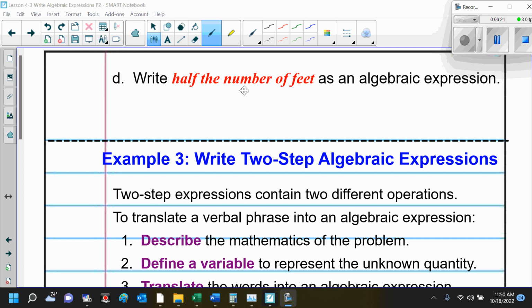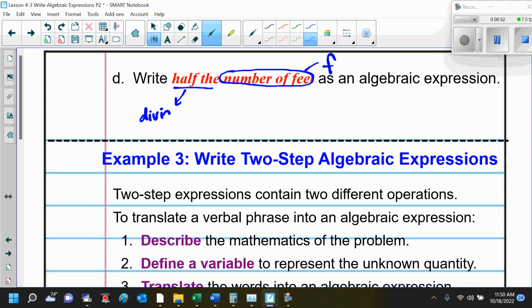So here we want to write half the number of feet, and we want to write that as an algebraic expression. So what is it that we don't know in this situation? We don't know the number of feet. So what do you want to use for your variable? Okay, let's use F for feet. What words tell me the operation? Half. What does half tell me? Okay, so we want to divide by what? Very good. We're going to divide by 2.